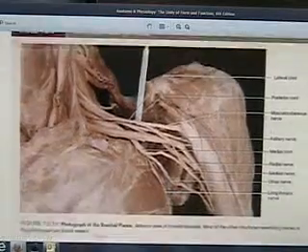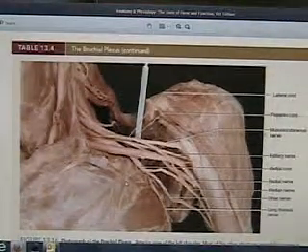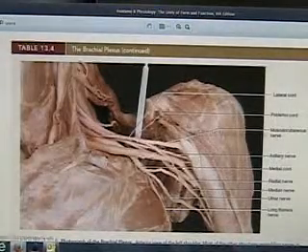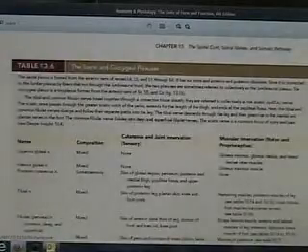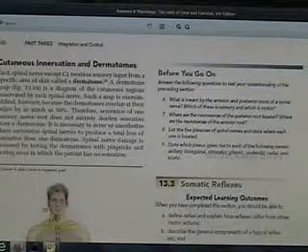Right, here's some more real life pictures. Right, some nerves. Lumbar plexus, sacral plexus, coccygeal. Now, what's a dermatome?